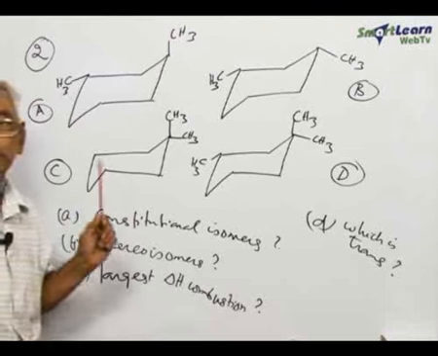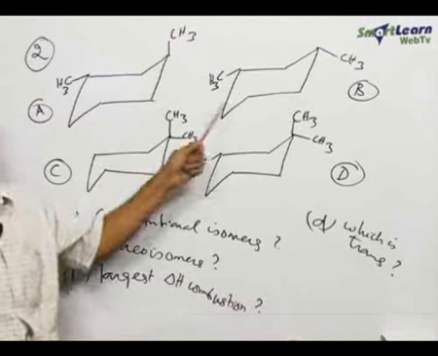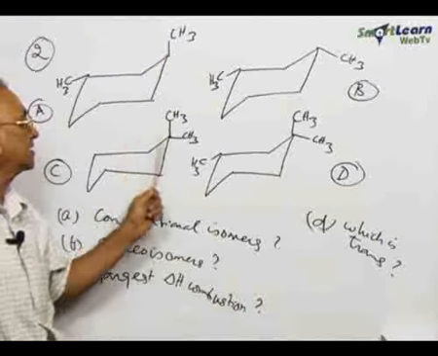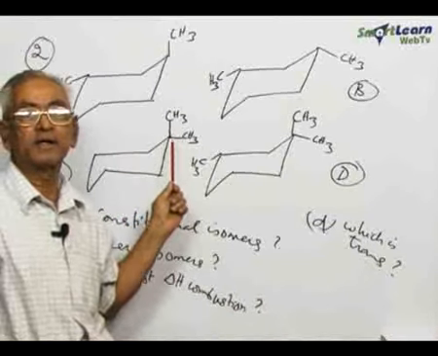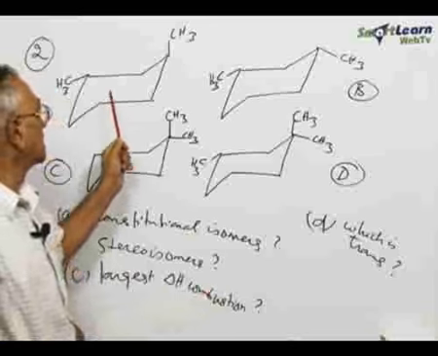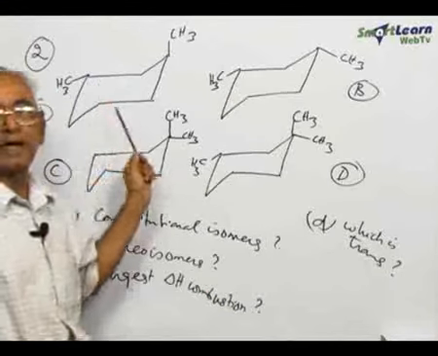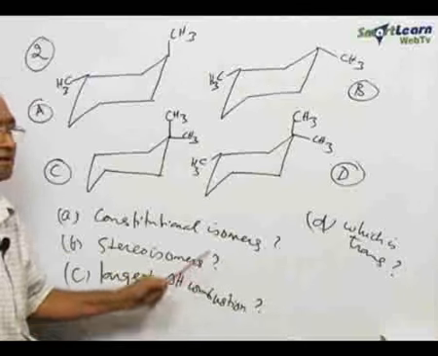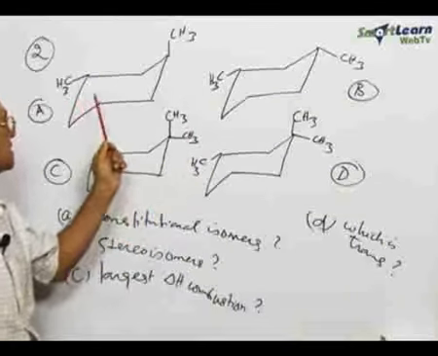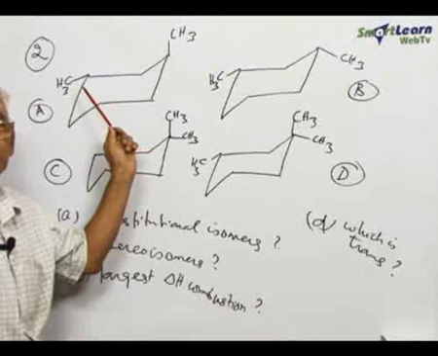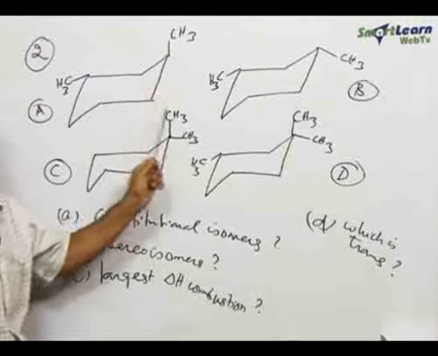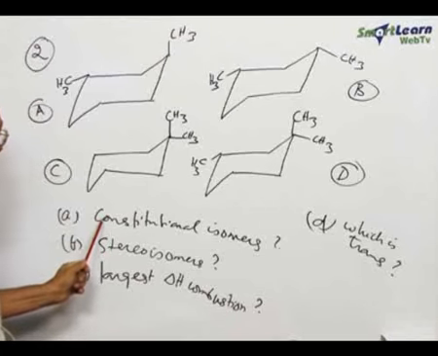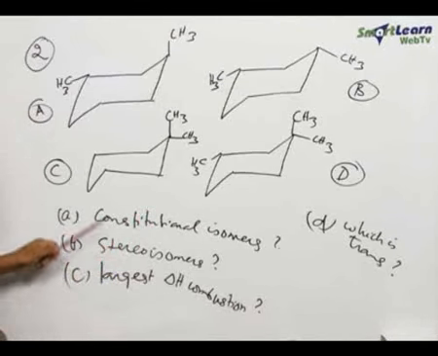Now we are going to the second question. Four chair-form structures of cyclohexane, dimethyl and trimethyl cyclohexane, are given here, labeled A, B, C and D. Four questions have been asked on the basis of these four structures represented by the alphabets A to D.